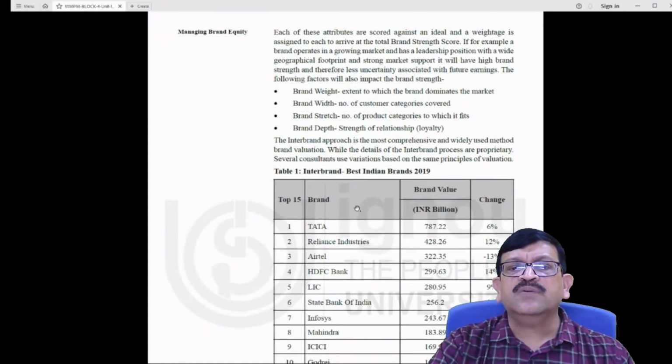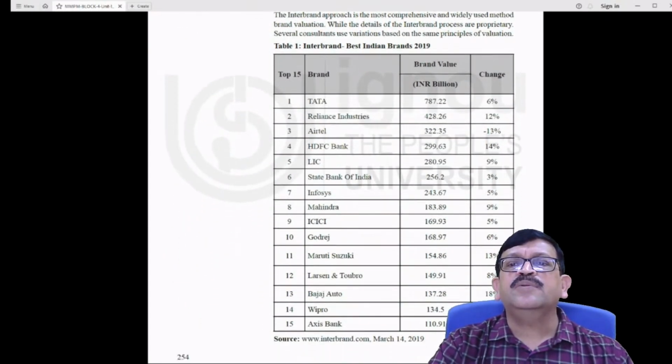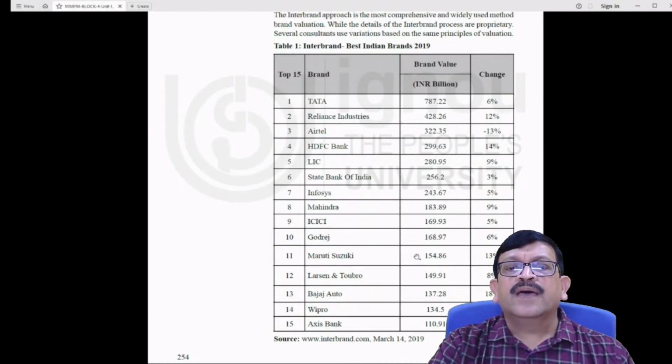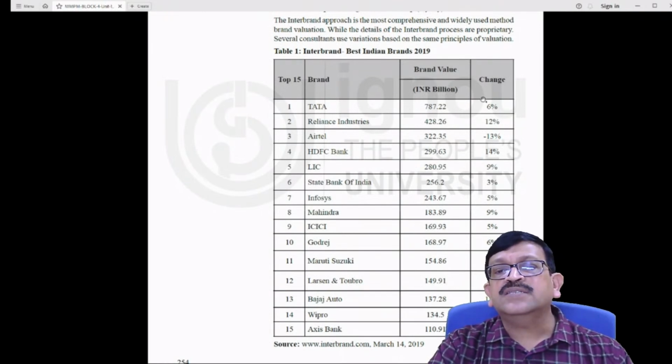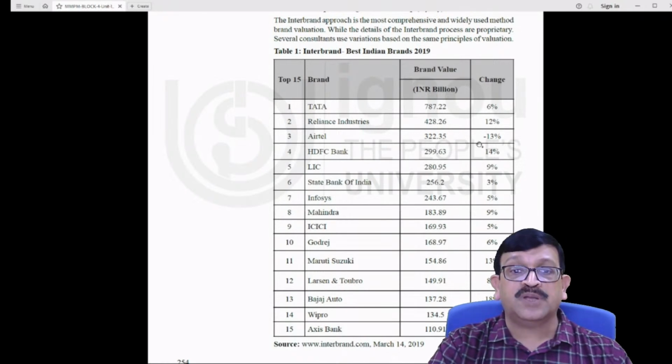So with this we can see here a list of Interbrand for Indian brands. As you can see here, this was a figure which came in 2014, and the figures which have been given here, the brand values, are given in 2019. So we'll find that there's a certain change which has happened. In some cases, it's been a positive change. In some cases, it has been negative.